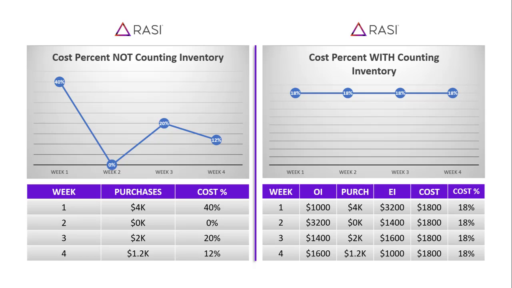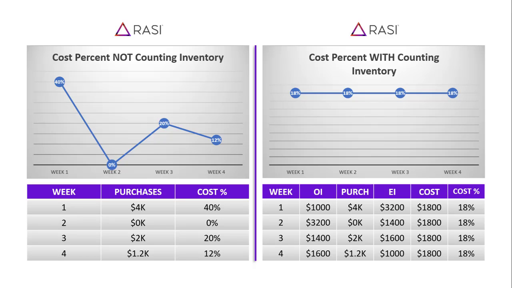So your cost percent with counting inventory is clearly much more stable. We've got it at about 18% throughout the month. And now this is giving you your baseline costs. Clearly in this example, we took some liberties to really hammer home the importance of counting inventory. No one's really ever going to have this perfectly straight line, but you can see how different our graphs are without those major fluctuations when we actually have that inventory number plugged in.